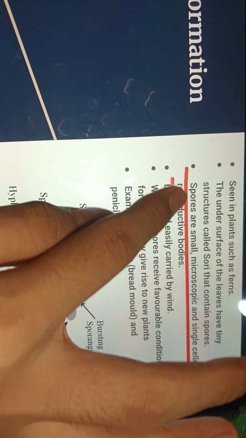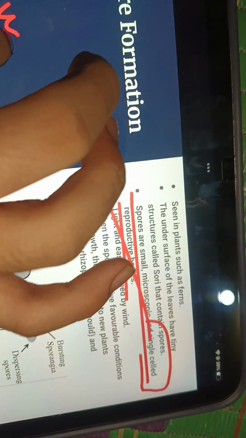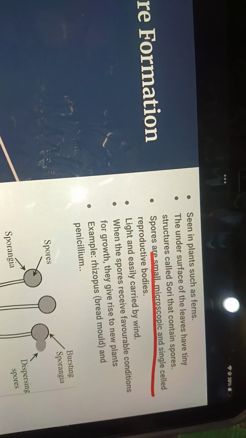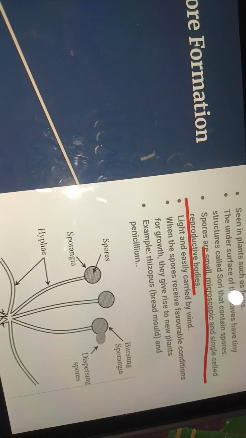So spores are small, microscopic and single-celled reproductive bodies. They are very small. Microscopic means minute, and single-celled means unicellular, meaning they have only one cell. Is that clear? They are single-celled reproductive bodies, as they reproduce organisms like ferns.